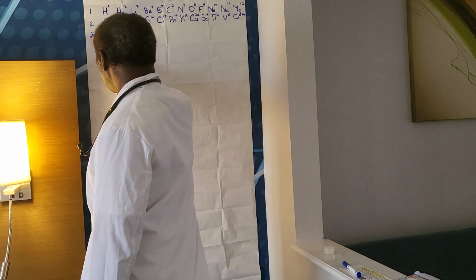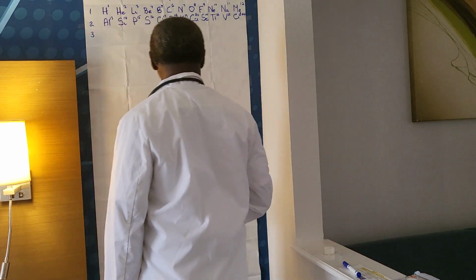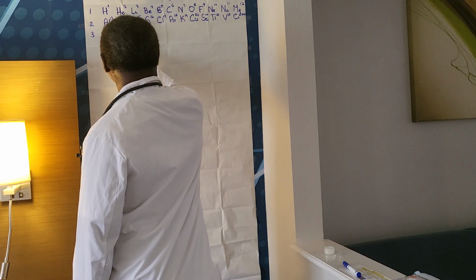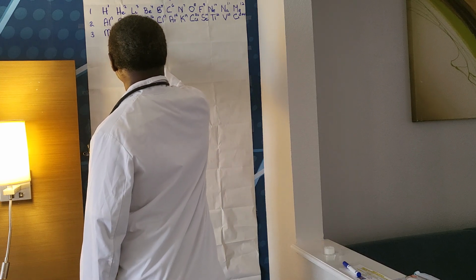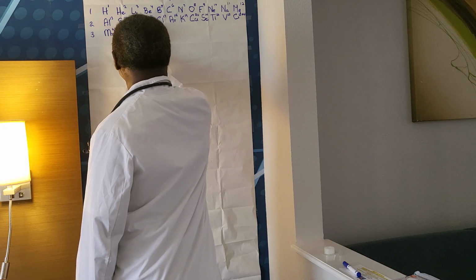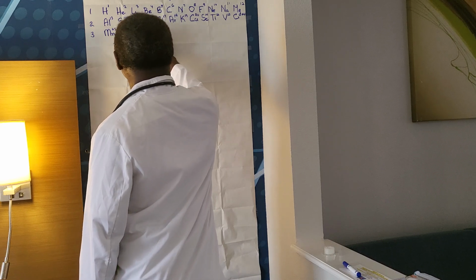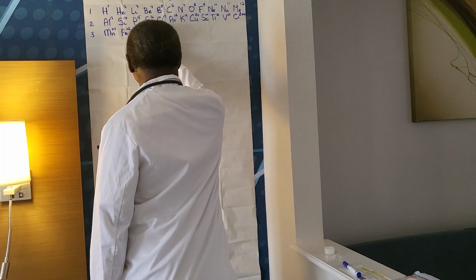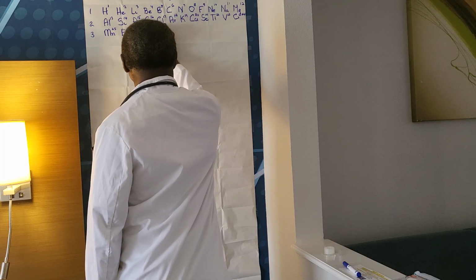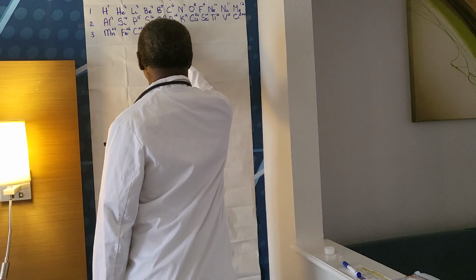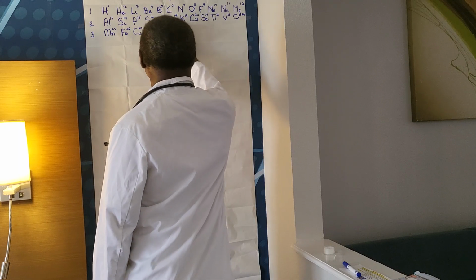As we continue here now, third row, 25, manganese 25, iron 26, cobalt 27, nickel 28, copper 29, and zinc 30.